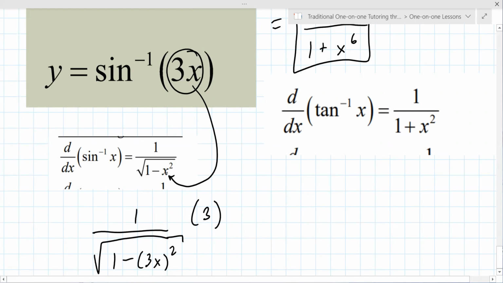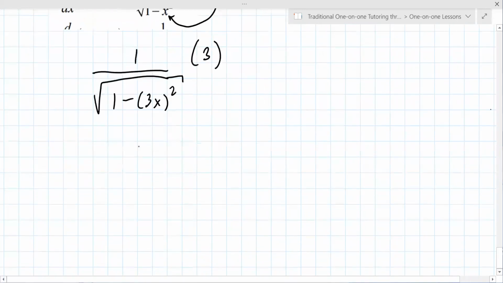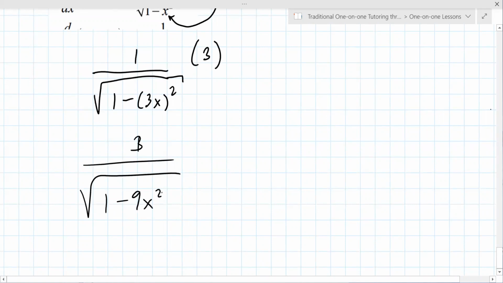3x times 3. Okay. And then, so then it's 3 over 1 minus 3x squared, right? Yeah, but you should probably square it. So it's 3 over root 1 minus 9x squared. Oh, do the square, okay. Yeah, and this comes back again in calculus too, if you end up taking that. These come back again in a pretty important way.